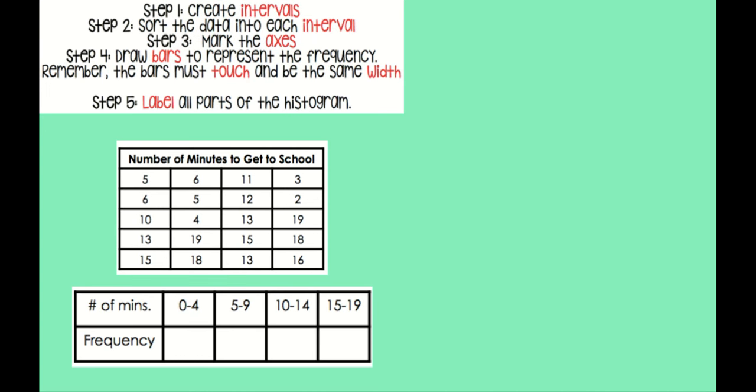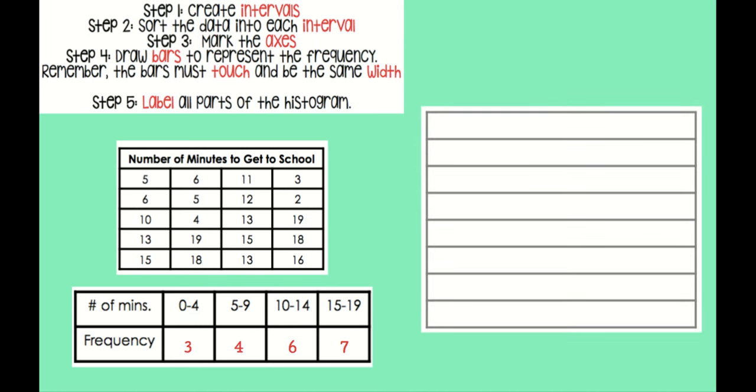How many numbers are between 0 and 4? There are 3. How many numbers are between 5 and 9? There are 4. How many numbers are between 10 and 14? There are 6. And finally, 15 and 19. There are 7. So that's step 2.